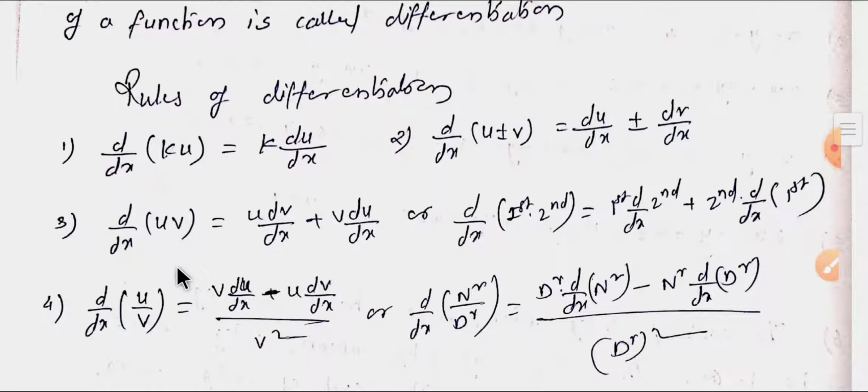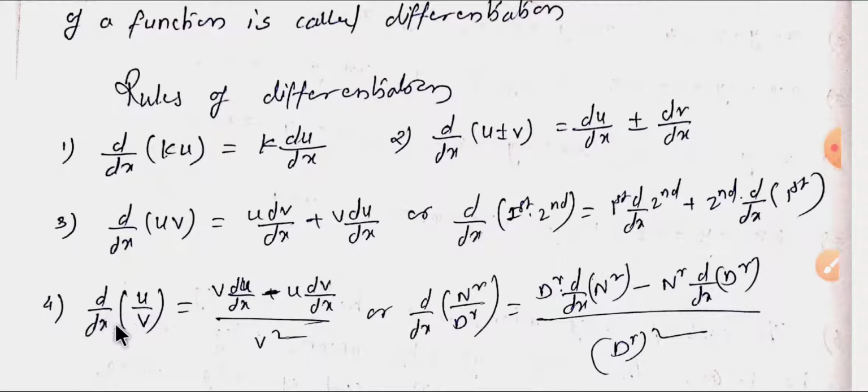And the third rule is the derivative d by dx of uv, which is called the product rule. We write it as u into dv by dx, that is first function as it is, derivative of second function, plus v into du by dx, that is second function as it is, derivative of first function. So the derivative of uv is u into dv by dx plus v into du by dx, or you can remember this as first function into derivative of second function plus second function into derivative of first function.